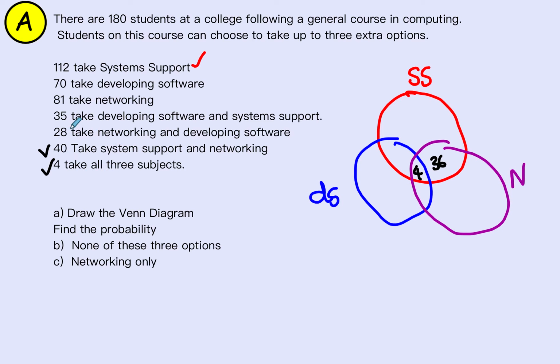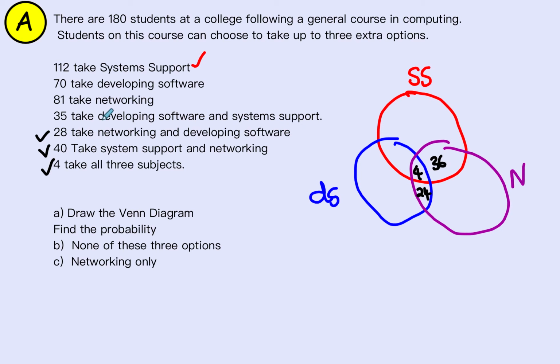Right, for 28 students, networking and developing software. So I do something quite similar. I look at developing software and networking. So that means it's this part we're looking at here. So if this space represents 28, then this space must represent 24. You're probably going to draw a much bigger, clearer Venn diagram. It's a little bit tricky for me on the computer. So that bit represents 24.